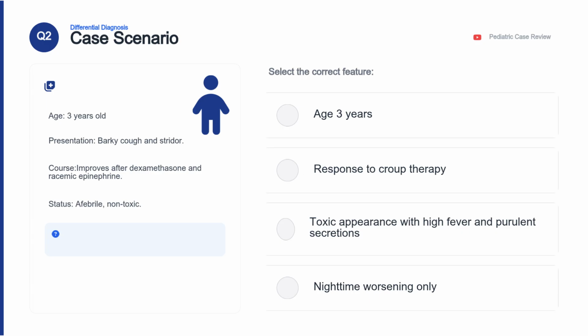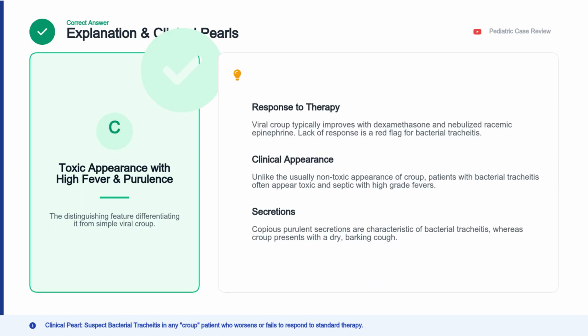Option A, age 3 years. Option B, positive response to croup therapy. Option C, toxic appearance with high fever and purulent secretions. Option D, nighttime worsening only. The correct answer is C, toxic appearance with high fever and purulent secretions.